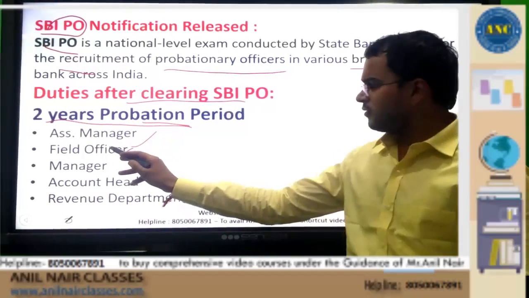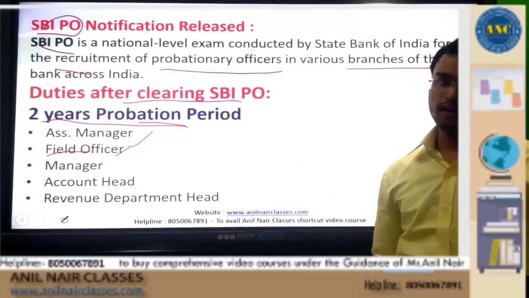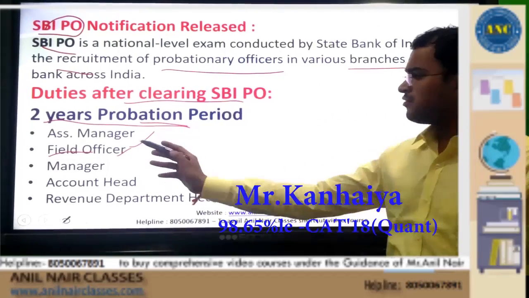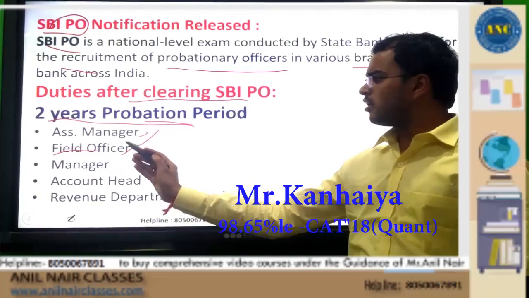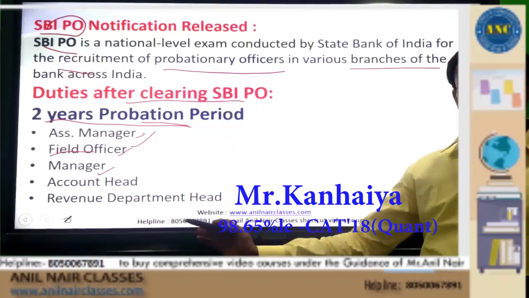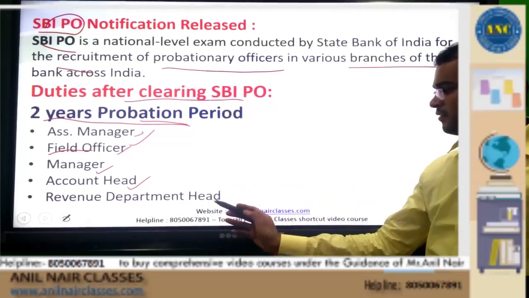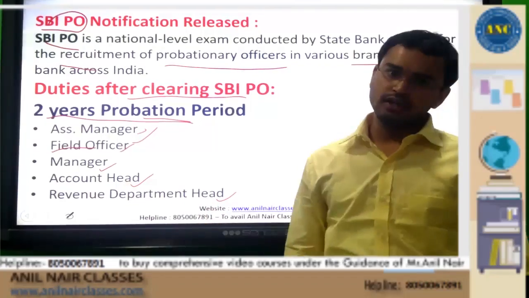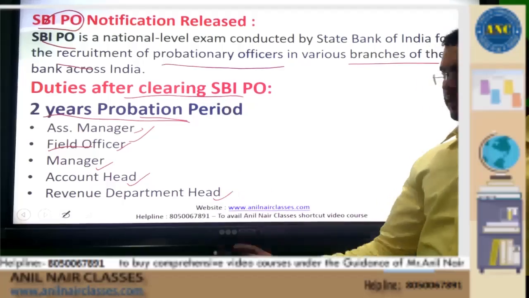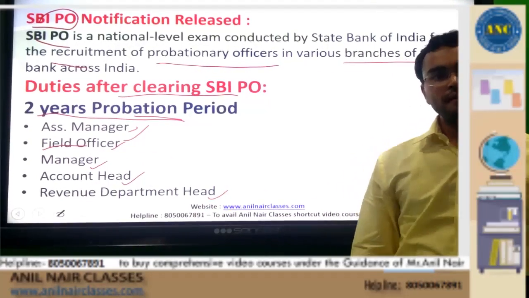Now, what is this field officer? A field officer is someone who takes care of bank loans and all. Whereas an assistant manager will take care of different departments. After some years of experience in either of these roles, you will be given the role of manager. From then on, with a few more years of experience, you become accountant head. From there on, again with a few years of experience, you will be made head of the revenue department. And from then on, looking at your experience and expertise, you will be posted as vice president, then president, and then you move on to become managing director of SBI.